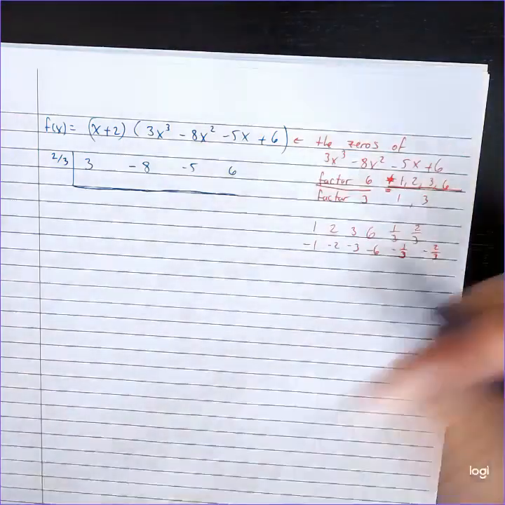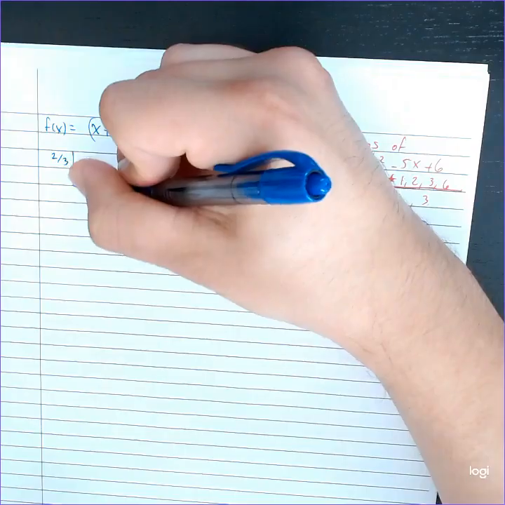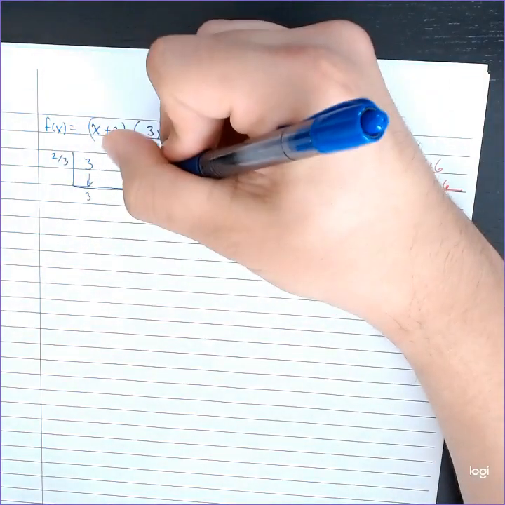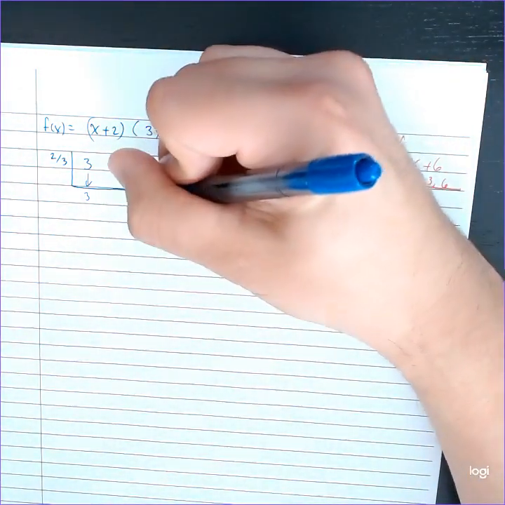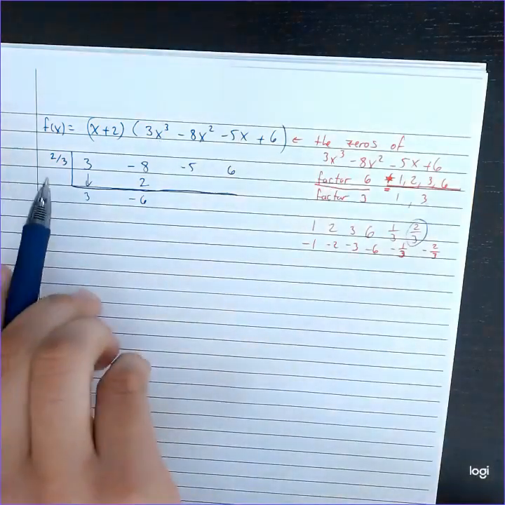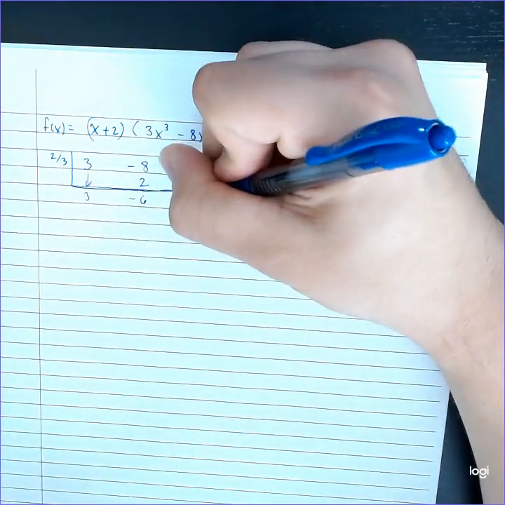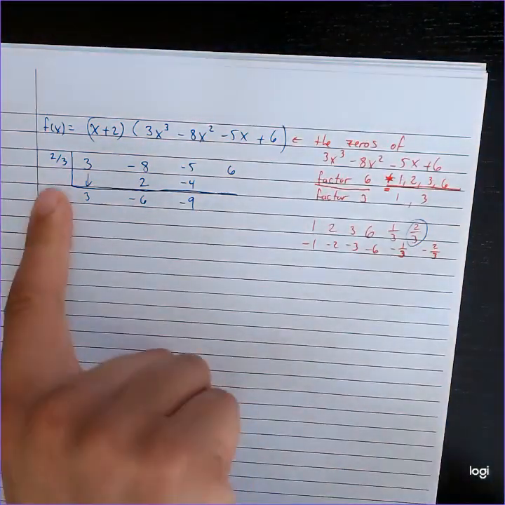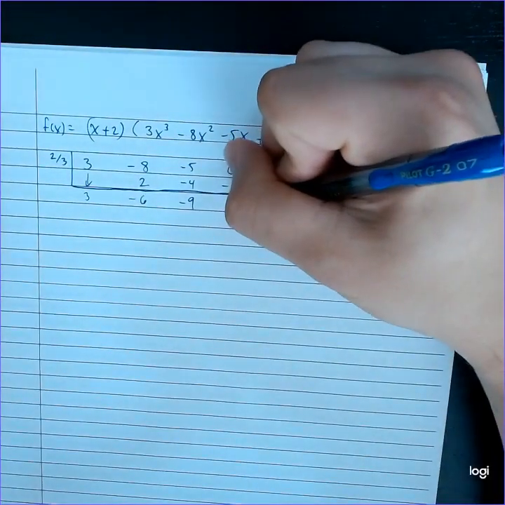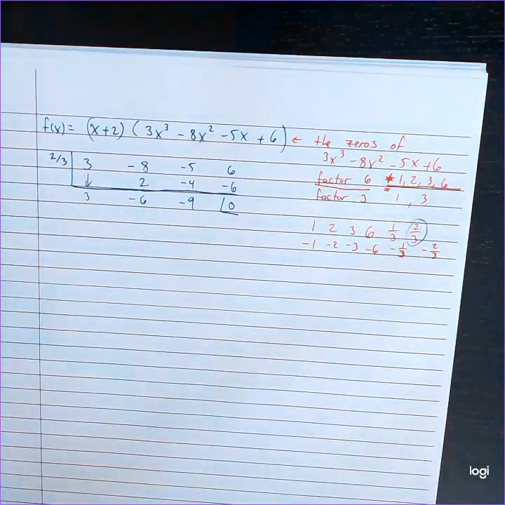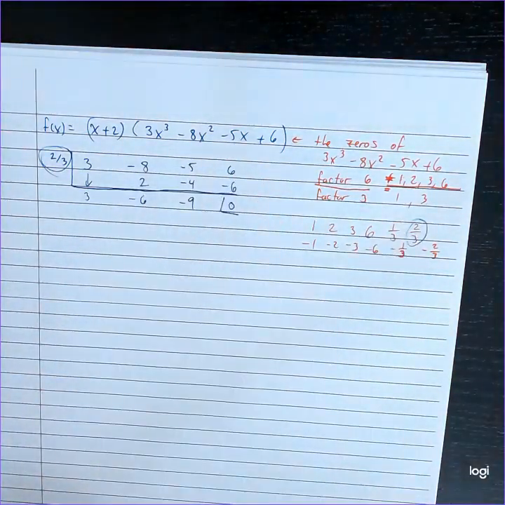If I use 2/3, which is one of my possible zeros, I'm going to drop my 3. 2/3 times 3 is 2. If I add these together, I get negative 6. Now, 2/3 times negative 6, that's negative 4. And if I add those together, I get negative 9. And now if I take 2/3 times negative 9, I end up with a negative 6. And if I add those together, sure enough, that gives me 0. So that means that this must be a 0 of my polynomial here.